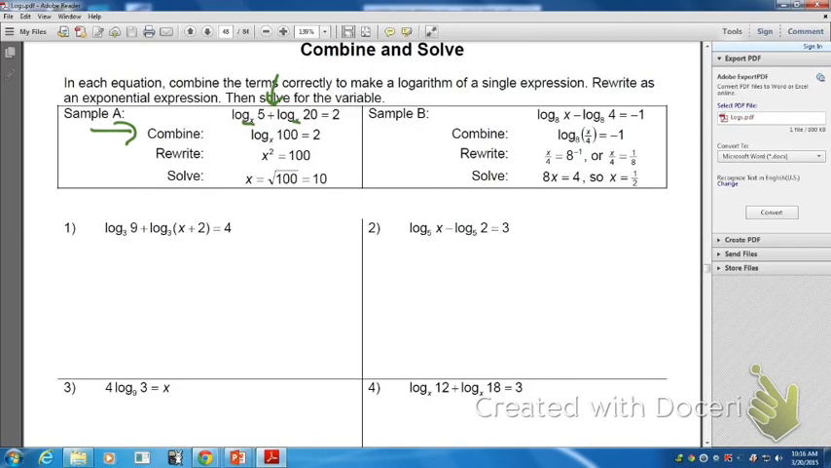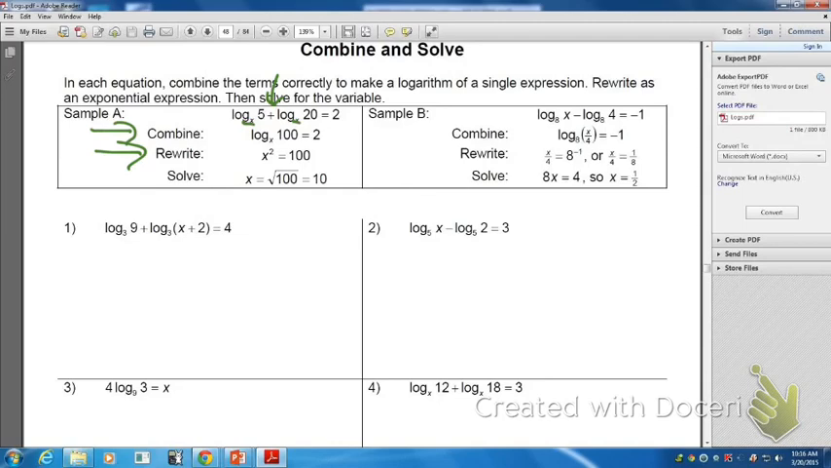Then we're going to take our log form and rewrite it back into our exponential form. So we take our base, in this case the x. We raise it to the power of 2, and that equals 100. So that's just our rewriting back into exponential form. And then at this point, you will be ready to solve for your x.